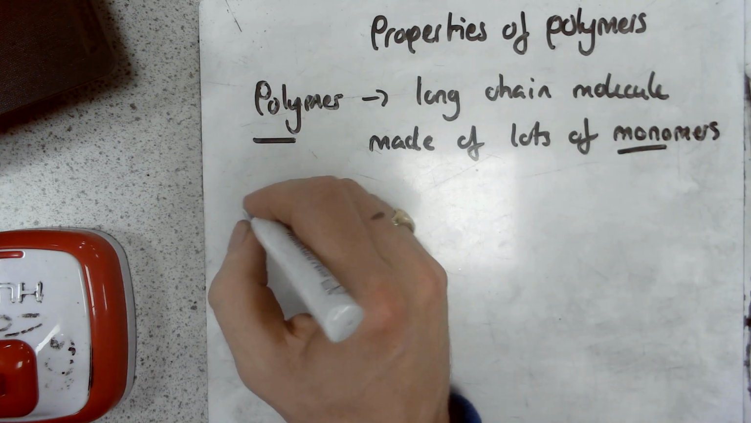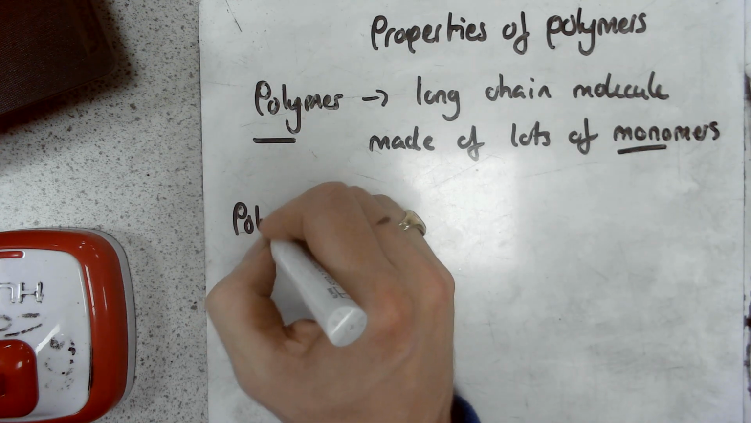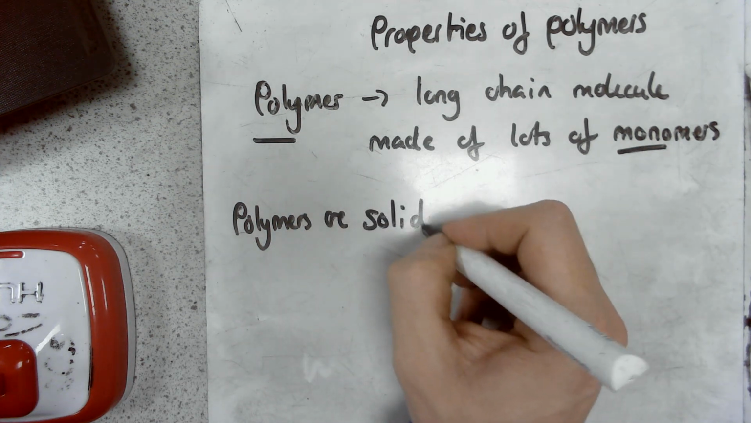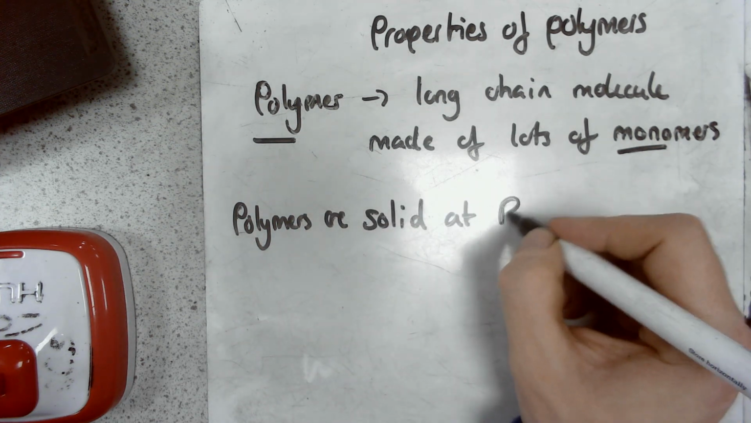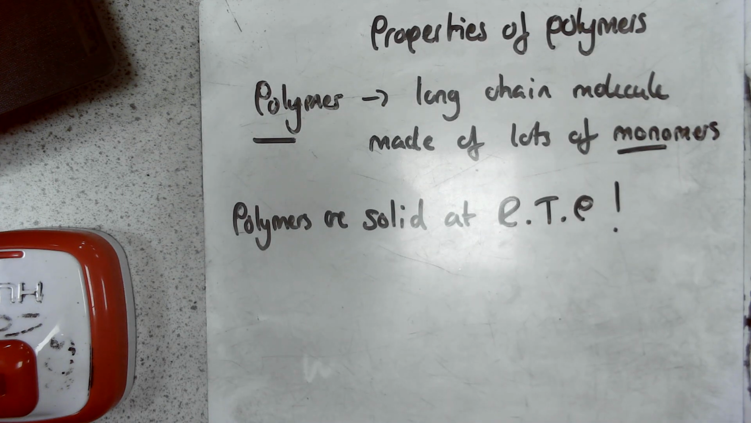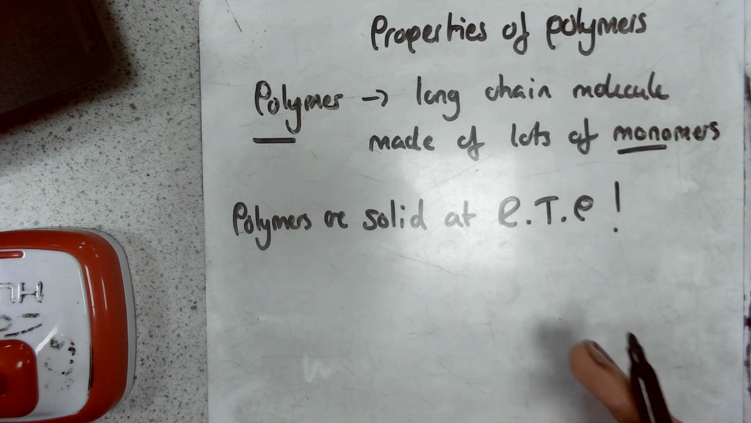Okay, so generally polymers are solid at room temperature and pressure. If you think about nylon, if you think about polyethylene, if you think about any of these quite common, polychloroethylene, PVC for example, like pipes and drain pipes, that's a really good example. They're all solid at room temperature.